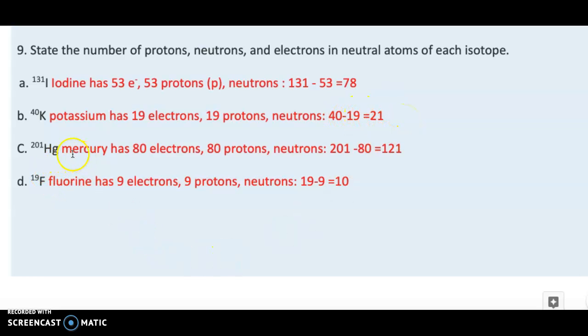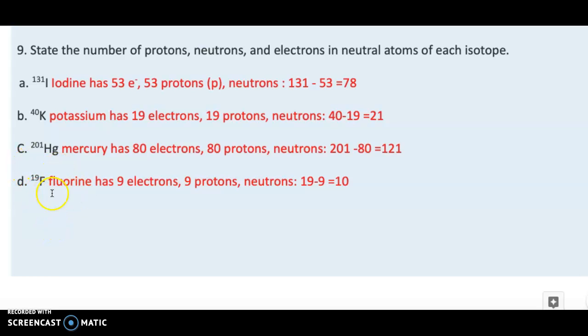Same thing for mercury. This is a symbol for mercury, and it has a mass of 201. You have to find what's the atomic number for it. You know the atomic number is 80, therefore it has 80 protons, 80 electrons, and to find neutrons, you have to subtract 80 from 201, and you'll find out that it has 121 neutrons. Okay, so the only one that's actually needing you to do some work are the neutrons. They're kind of tricky, but that's okay.